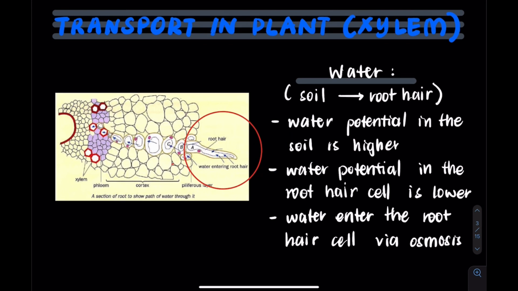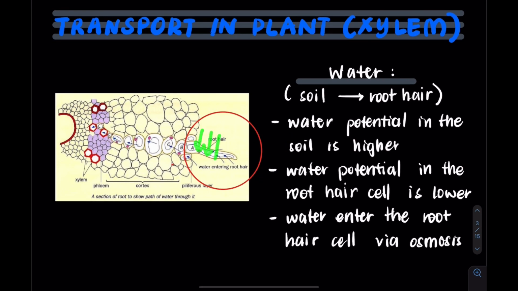Consequently, due to the movement of mineral ions into the root hair, water potential in the soil will increase and water potential in the root hair will decrease because of accumulation of solute or ions inside the root hair. Water will enter the root hair by osmosis from high water potential to low water potential.